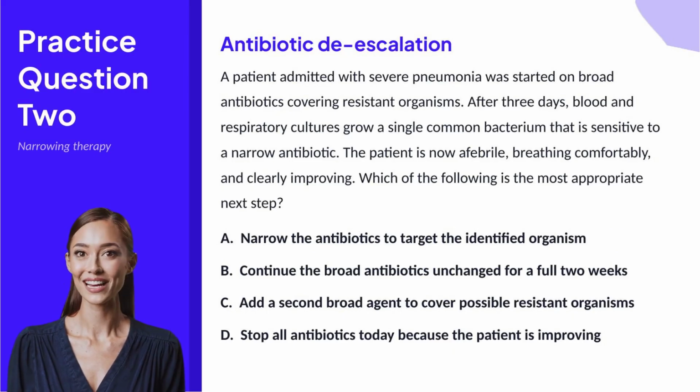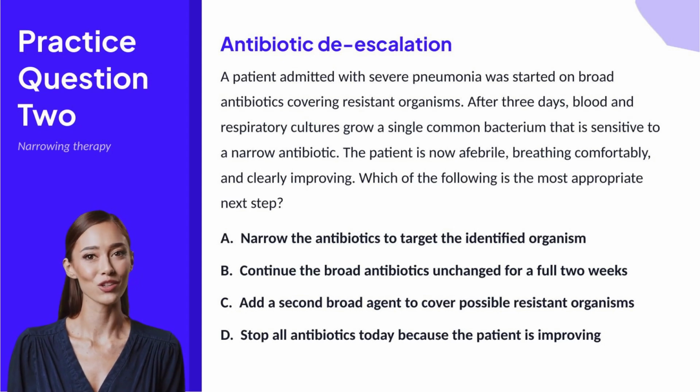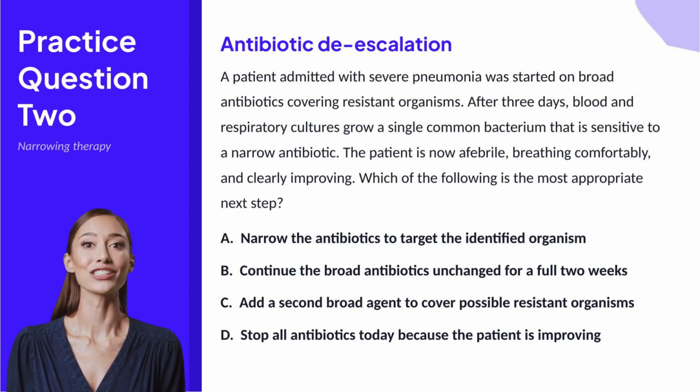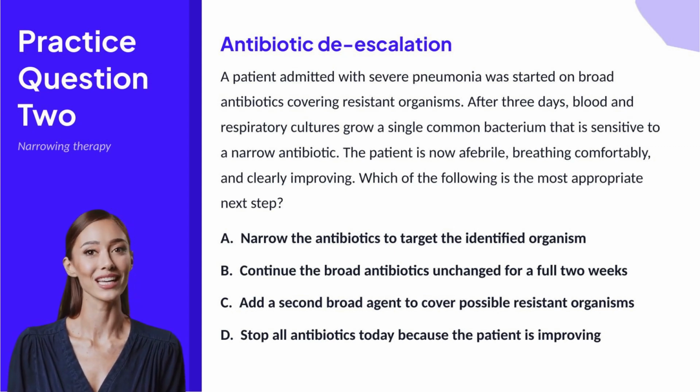Question 2 tests de-escalation, which is one of the most reliably tested ideas in this whole topic. A patient admitted with severe pneumonia was started on broad antibiotics that cover resistant organisms. After 3 days, the blood and respiratory cultures grow a single common bacterium that is sensitive to a narrow antibiotic. The patient is now afebrile, is breathing comfortably, and is clearly improving. The question asks for the most appropriate next step.